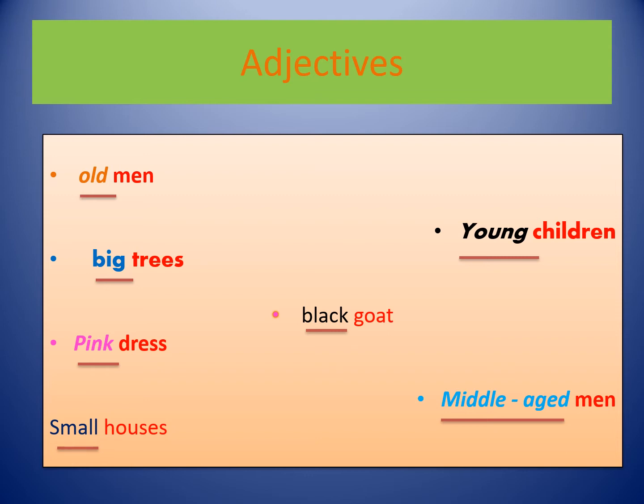Students, see middle-aged men. Here, what is the adjective? The adjective is middle-aged. This middle-aged is describing the noun men. But see the middle-aged. Here, two words are there in this adjective. What are the two words? Middle and aged. These two words are joined by a hyphen. Students, here these two words acted as a single idea.